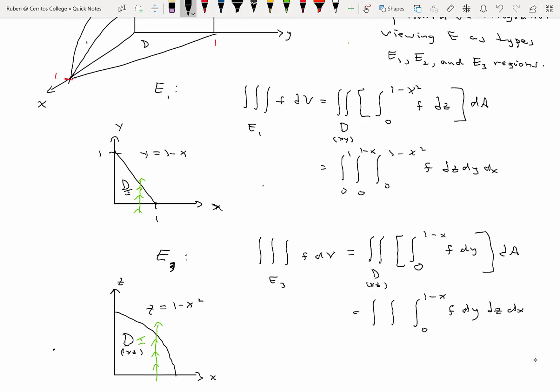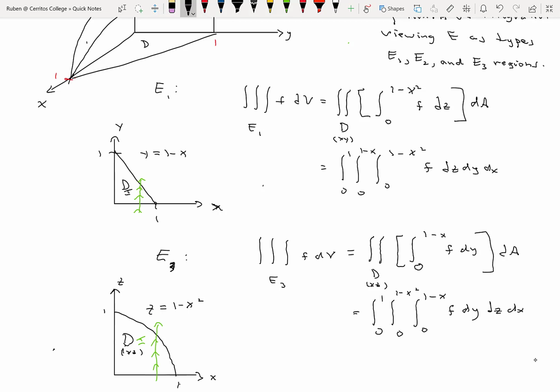Z goes from below to above, and that's what we do in Roman numeral 1. Z goes from 0, little green line, to 1 minus x squared. And then finally, x varies between 0 and 1. Okay, this all takes quite a bit of time to get used to, so plan on spending some real quality time on this in homework.